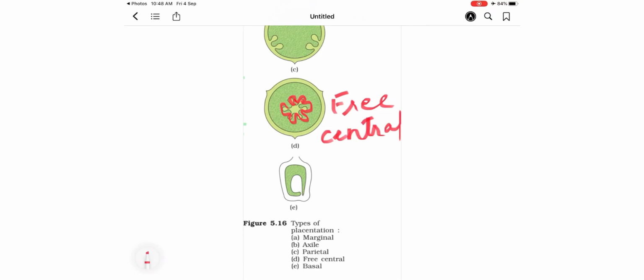Now the last type is basal placentation. A single ovule is there, as we have discussed earlier, and the placenta develops at the base of the ovary, and a single ovule is attached here. So this is basal type of placentation, which is found in sunflower or marigold.